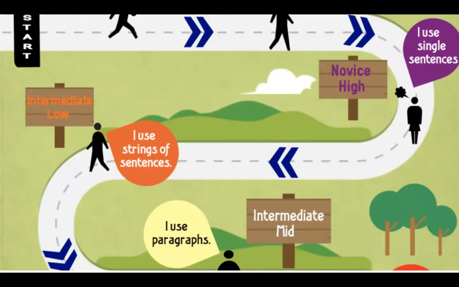Here is a graphic representation of the path to proficiency for intermediate learners. Students will progress through the stages using single sentences, stringing sentences together, and then stringing paragraphs together. Here's a video to help you better understand the path to proficiency.